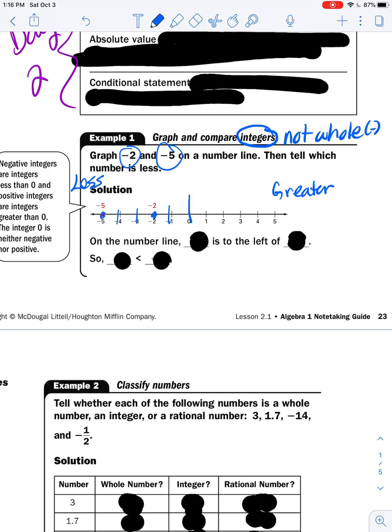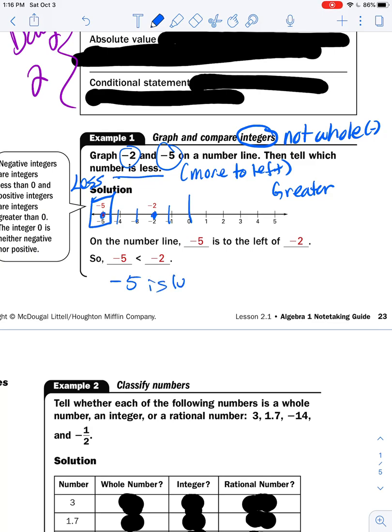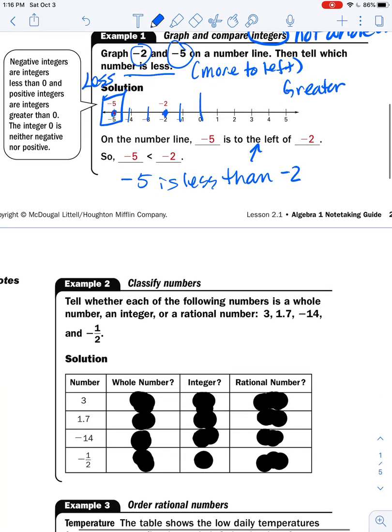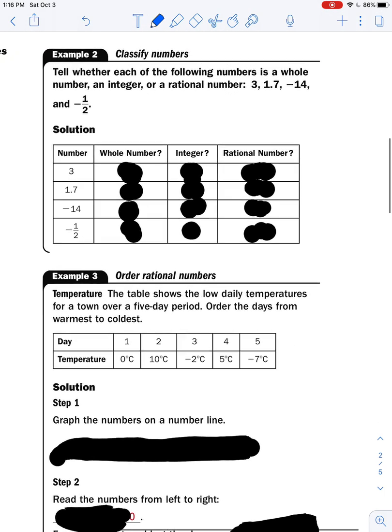So really when I'm looking and it says tell which number is left, that really means that it's more to the left. And so when I look at it visually, it helps my brain say, oh, that's going to be the -5. So on the number line, -5 is to the left of -2. And then we're writing that statement mathematically. And you would read this as -5 is less than -2, because that really means it's to the left of. So it's not really a complicated calculation today. You just have to think, and probably drawing it out will help you a lot.